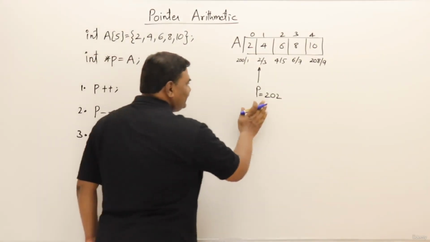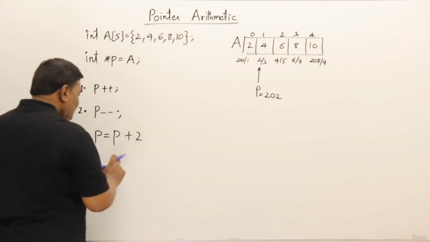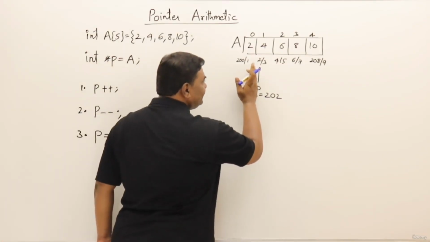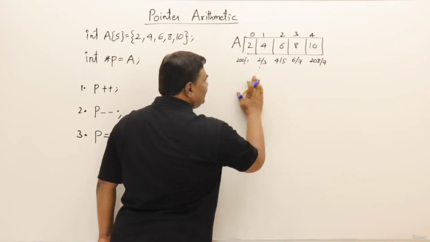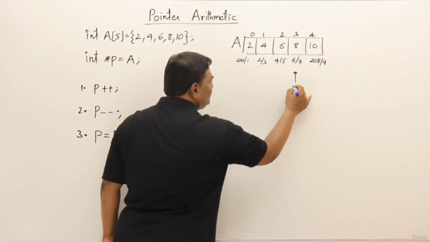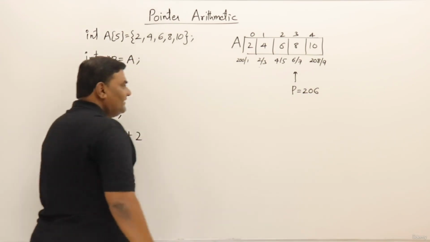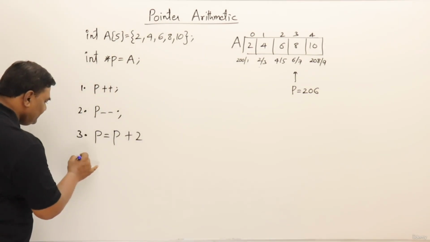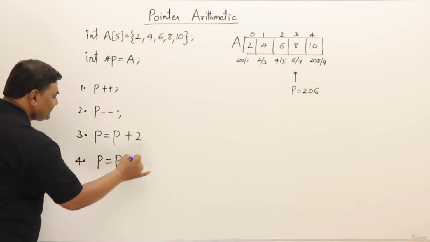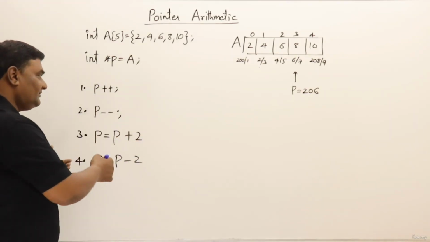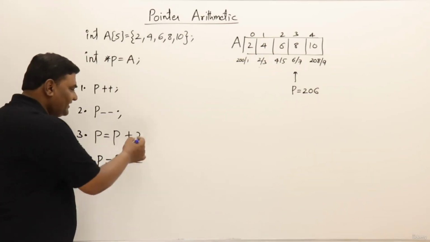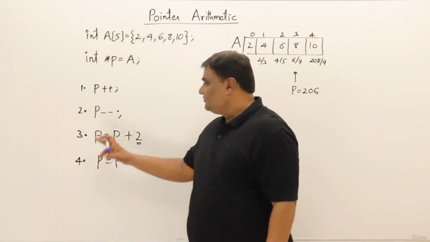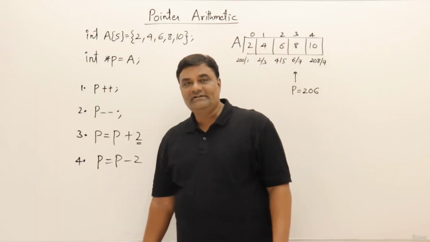Yes, I can. Suppose the pointer is pointing to 202 right now. Then if you say p assign p plus 2, it will move by 2 integers, 2 elements, 1, 2. So where will the pointer go now? The pointer will point to 206. So this will move the pointer forward by 2 elements. In the same way, p assign p minus 2 will move the pointer backward by 2 elements. Here you can write some constant value, 2 or 3 or 200, any number. So these are the 4 operations that are allowed on a pointer.